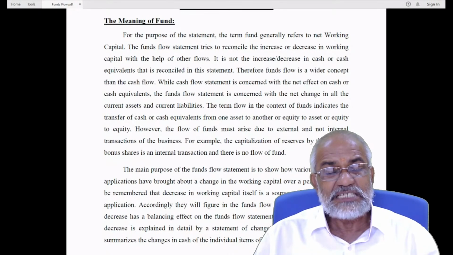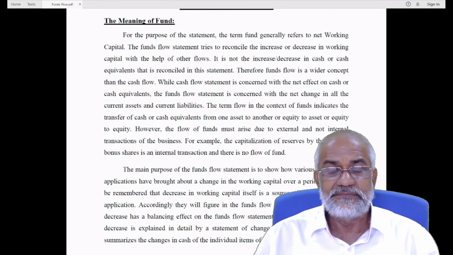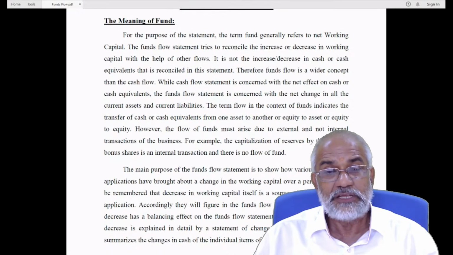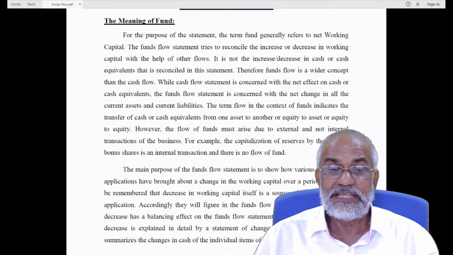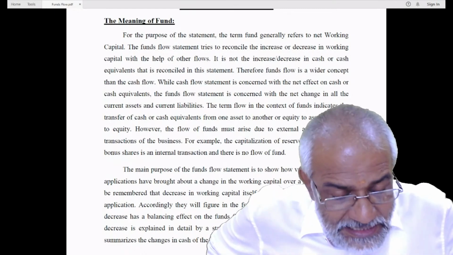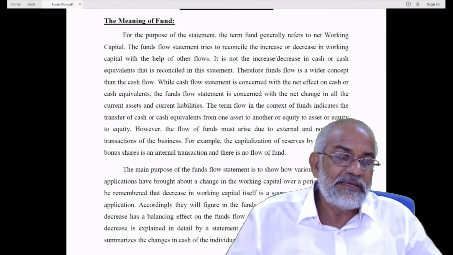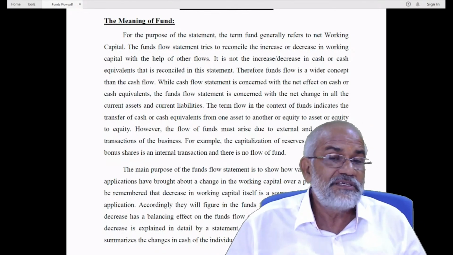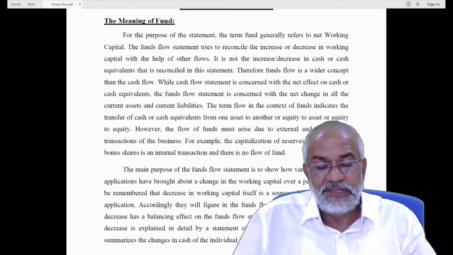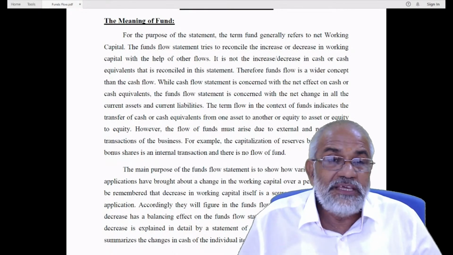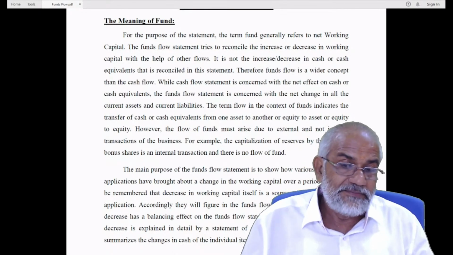Remember that the first balance sheet of the organization is just equivalent to the funds flow statement of that particular organization for the first year. The first balance sheet would be exactly similar to the funds flow statement. But from the next year onwards, it will not remain the same. So this is about the funds flow statement.